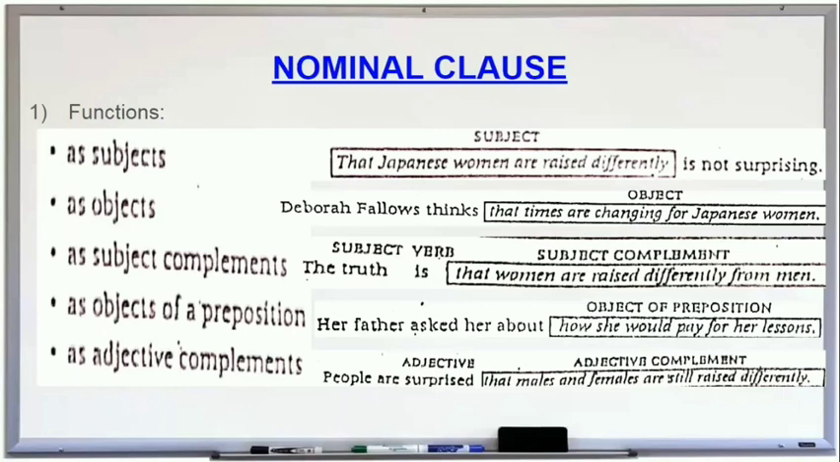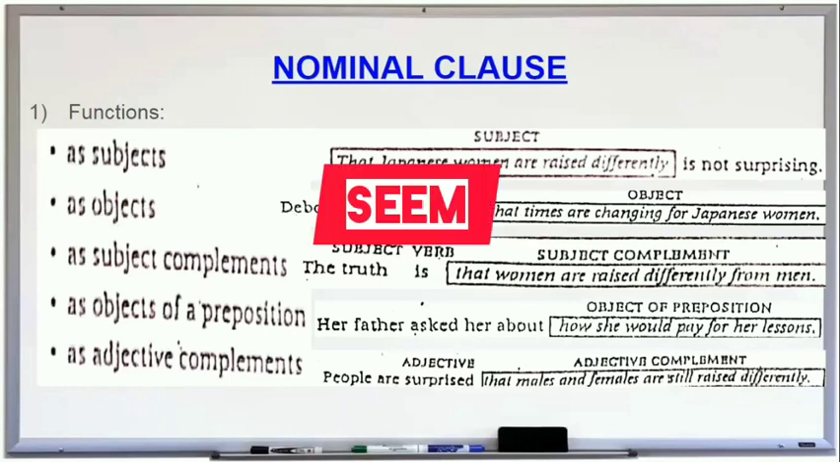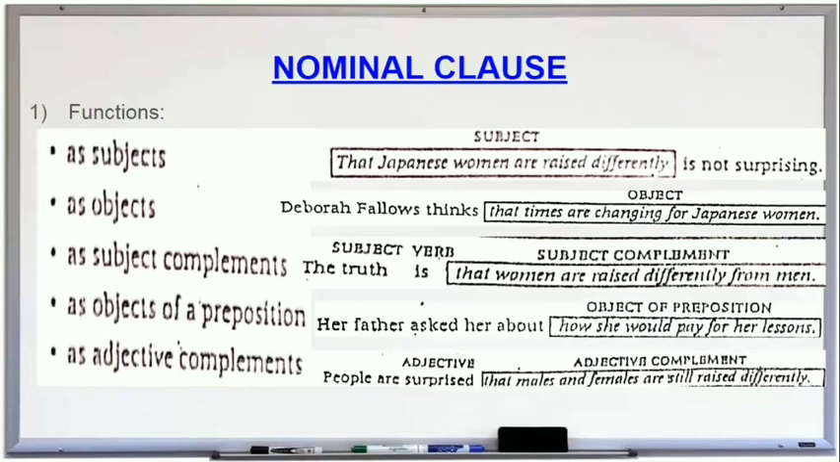Subject complements. So in this case, it is a subject complement because it's after the verb to be. And let's remember that the verb to be is a linking verb, that is to say, a copular verb, like, for example, seem or appear. The subject complement in this case completes the meaning of the subject by telling us something about the subject.